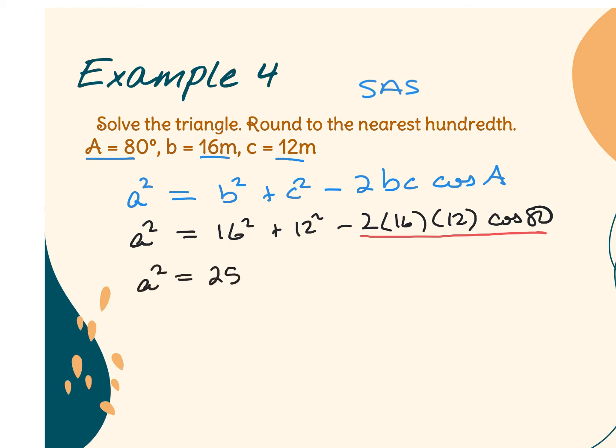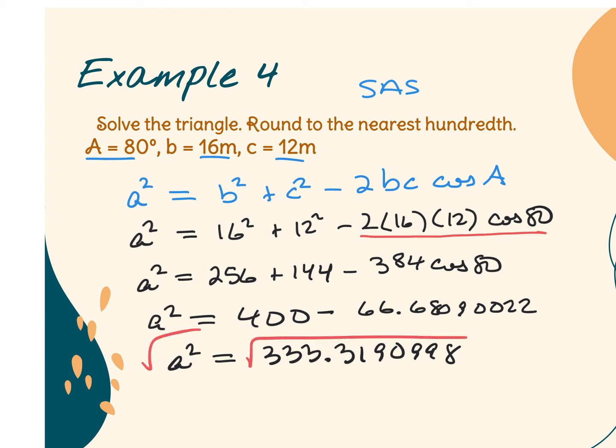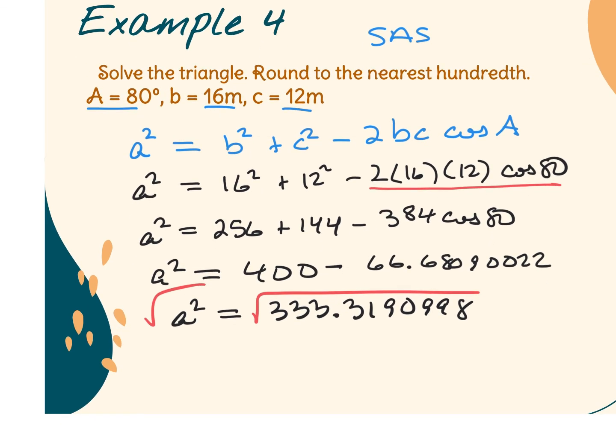So A squared is equal to 256 plus 144. And then 2 times 16 times 12 is 384 times the cosine of 80. I can go ahead and add the first two, but I got to multiply 384 times the cosine of 80, and that's going to give me 66.68090022. I can now subtract that, 400 minus that, and I get 333.3190998. I don't want A squared, I want A, so I need to square root both sides. And A is equal to 18.257, so 18.26, and these are meters.